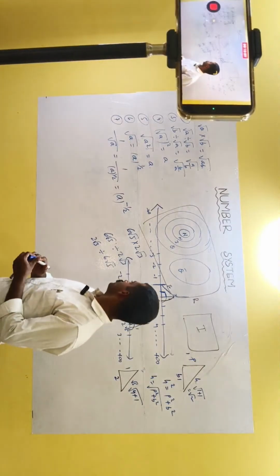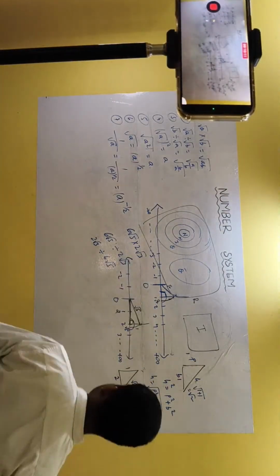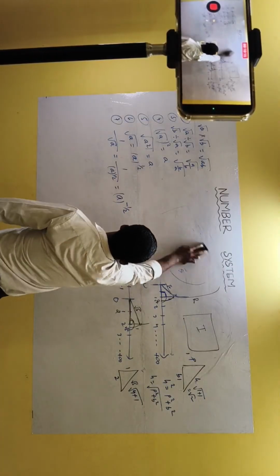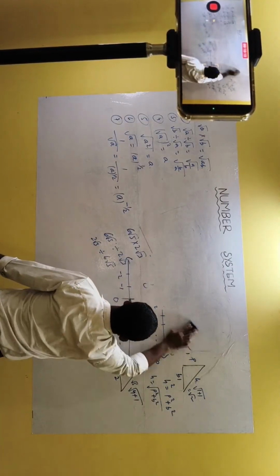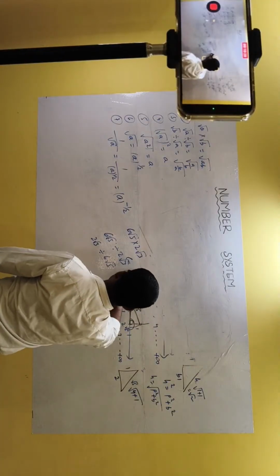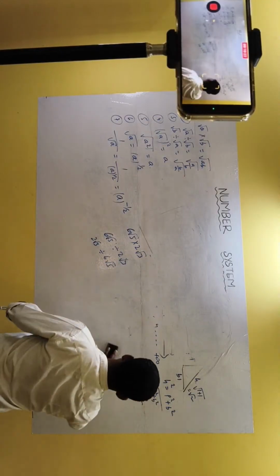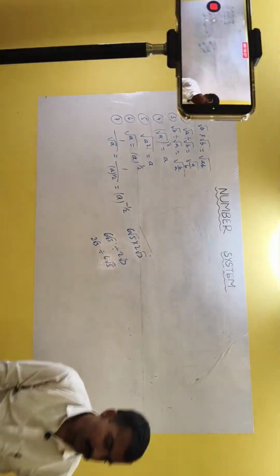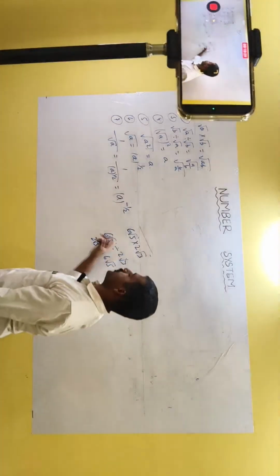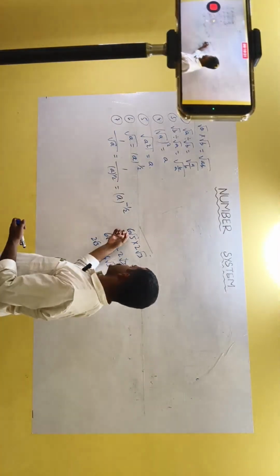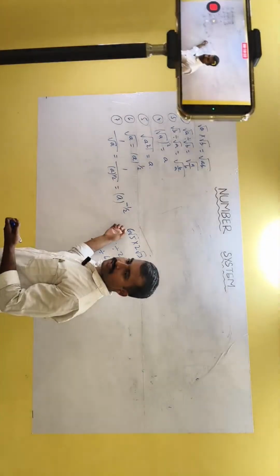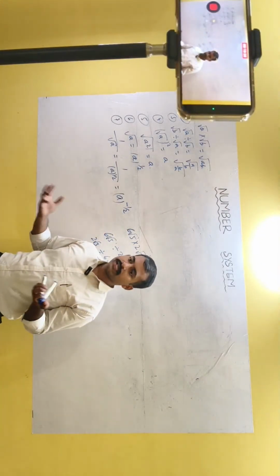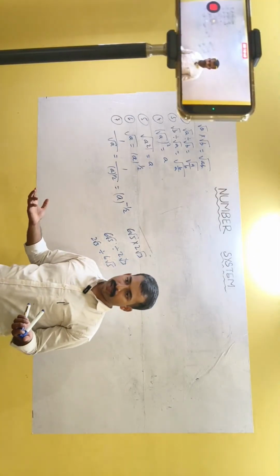Do the work calmly. Then what will we do? So 6 root 5 into 2 root 3, that means what? 6 into this, that means what? 6 root 5 means, for example 6 root 5, that is 6x, 6 times 6 root 5.